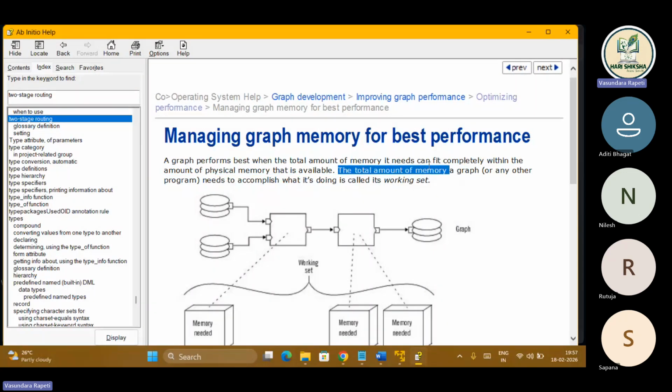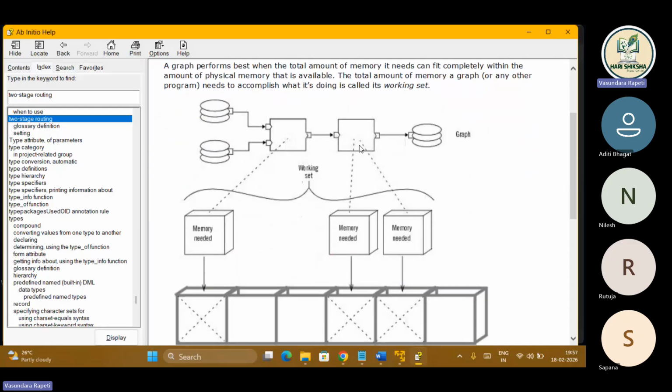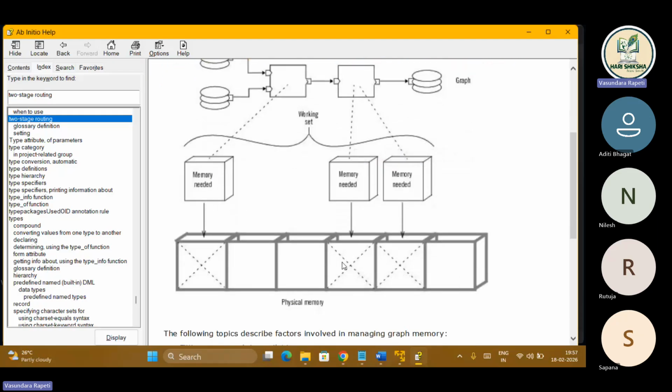The total amount of memory of a graph, meaning the biggest phase or any other program needs to accomplish its work, is called the working set. Suppose you have components using some working set memory, this much and this much, and that is occupying here, right? So this much is free, so you can increase the max-core a little bit to occupy it. You need to consider RAM also. When you are increasing max-core, you need to consider the available RAM.